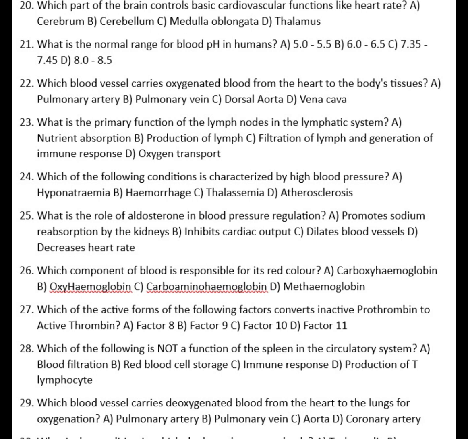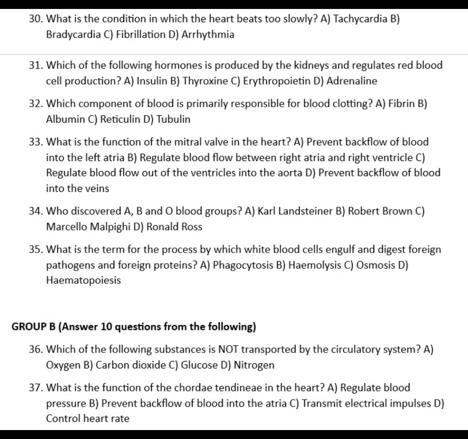29. Which blood vessel carries deoxygenated blood from the heart to the lungs for oxygenation? A. Pulmonary artery. B. Pulmonary vein. C. Aorta. D. Coronary artery. 30. What is the condition in which the heart beats too slowly? A. Tachycardia. B. Bradycardia. C. Fibrillation. D. Arrhythmia. 31. Which of the following hormones is produced by the kidneys and regulates red blood cell production?